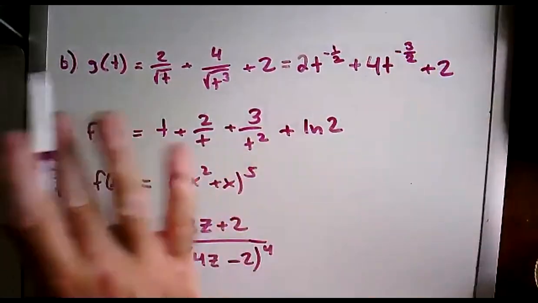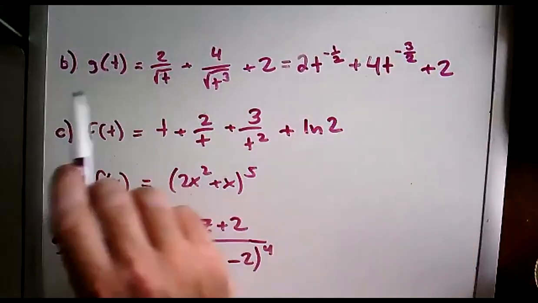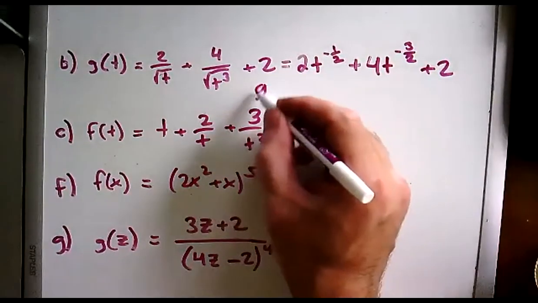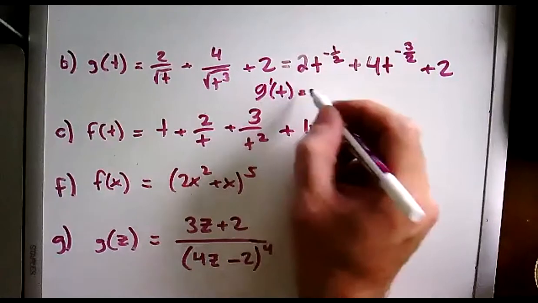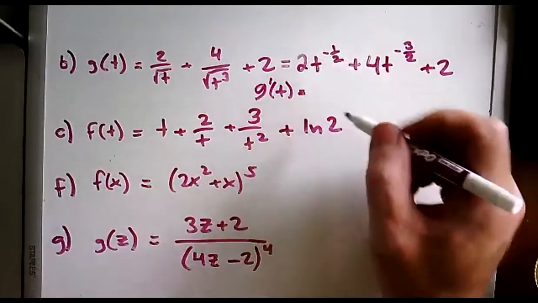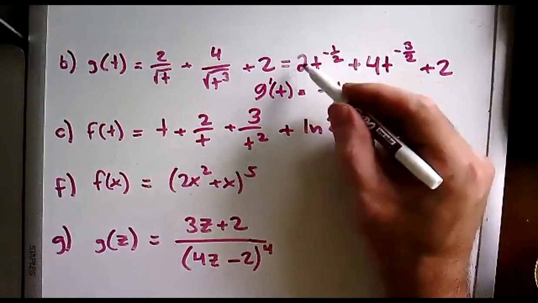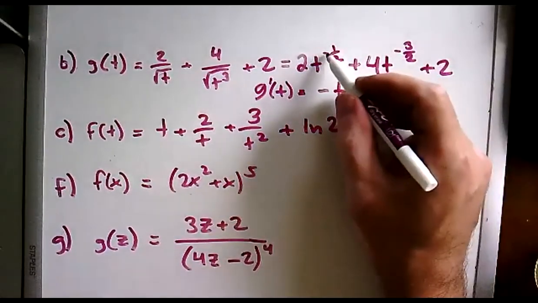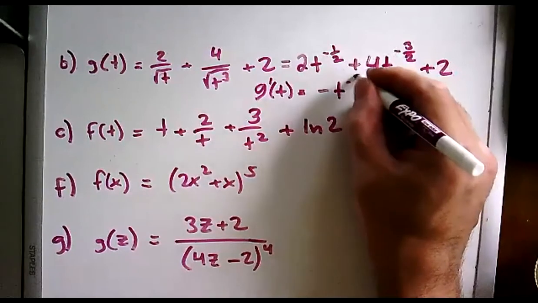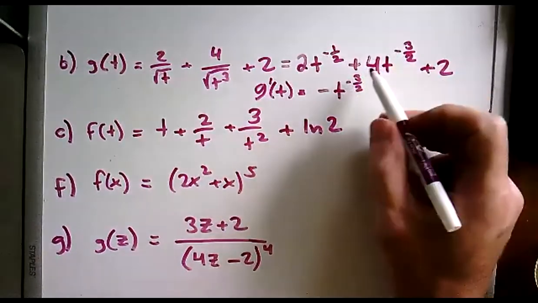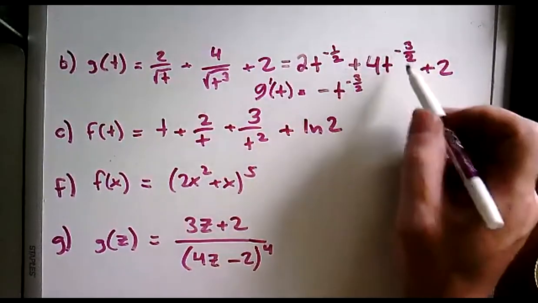Now, I haven't taken any derivatives, no calculus yet. I've just rewritten g. And so now when we take g prime of t, it's much easier. Negative 1/2 comes out in front, and we end up with negative t, right? Because a negative half times 2 is negative 1. If we take the exponent negative 1/2 and subtract 1, then we get negative 3/2. And then add 4 times negative 3/2.